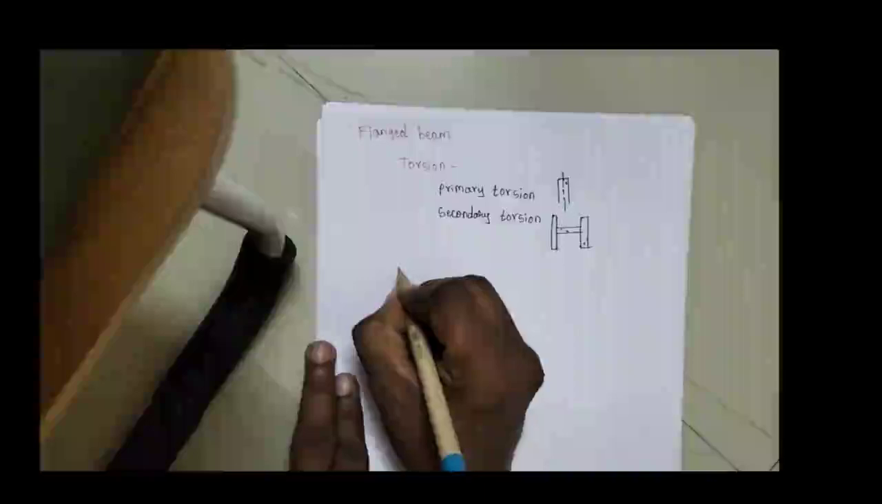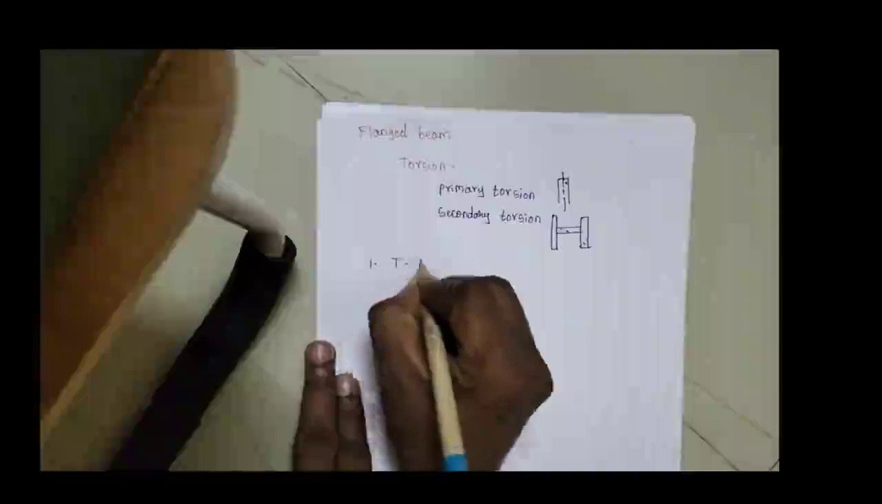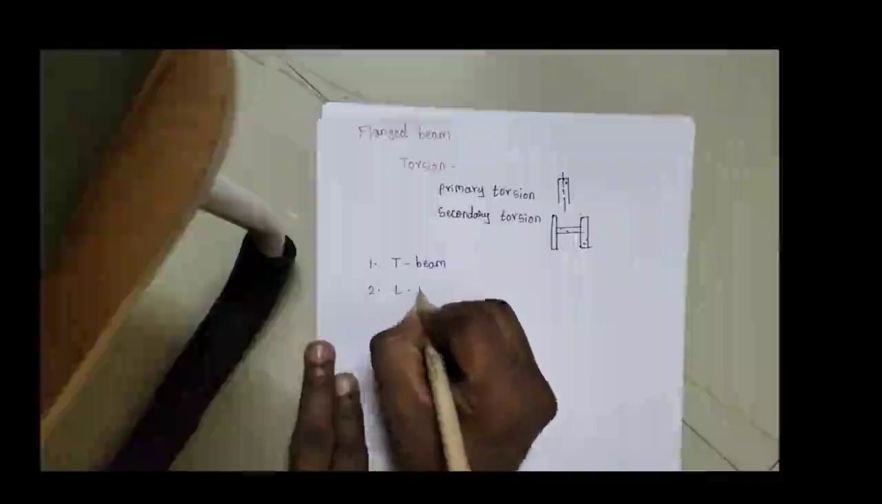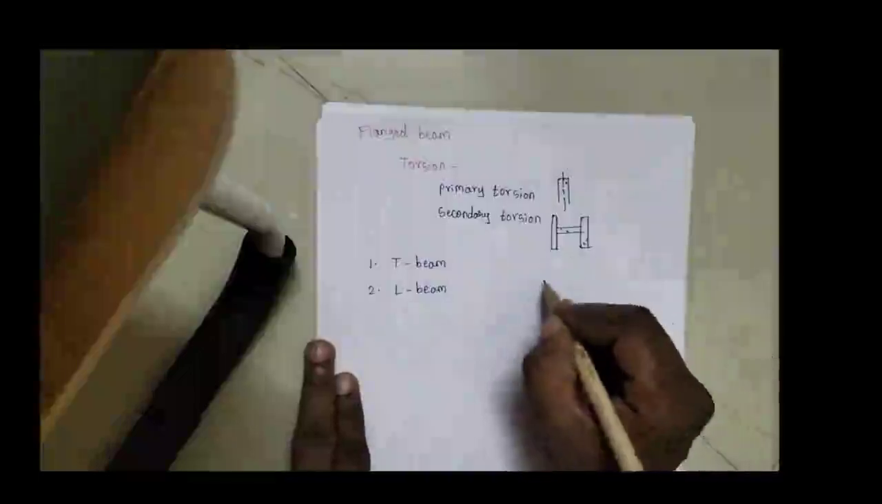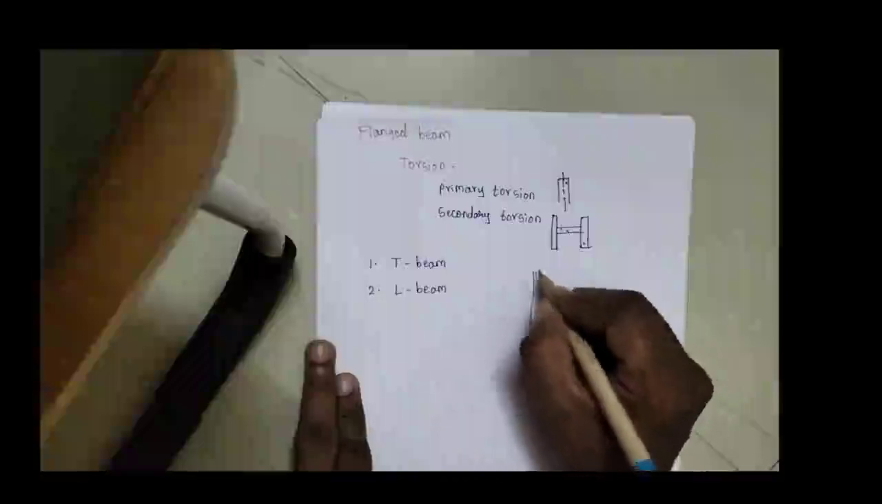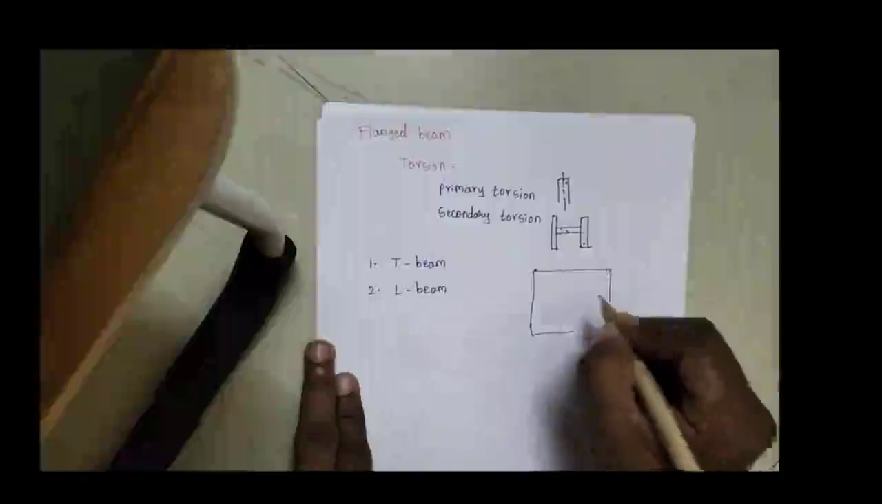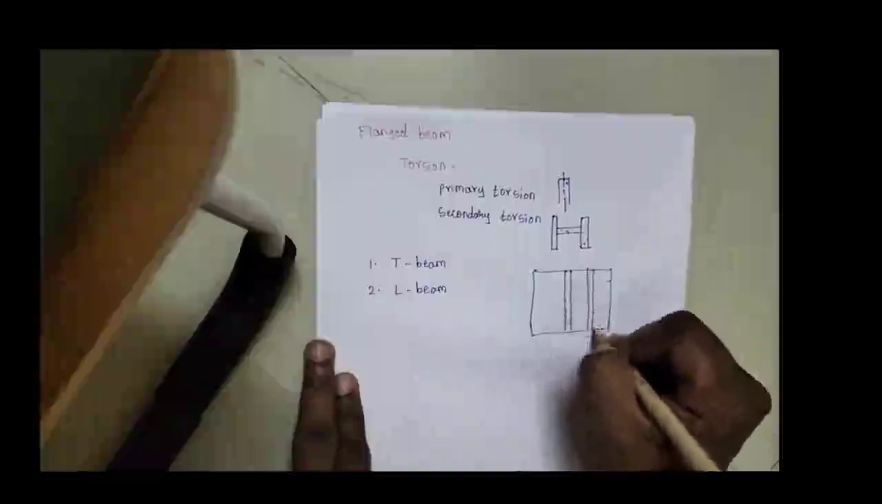Coming back to our present topic, in flanged beams we have two types of beams: one is the T beam, and the other one is the L beam. The T beam will be provided in the center of the flooring system. If you are considering a floor like this, and you are going to provide the beam, this will be the beam which we are going to provide in the center of the section.